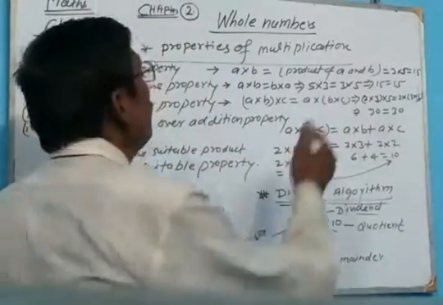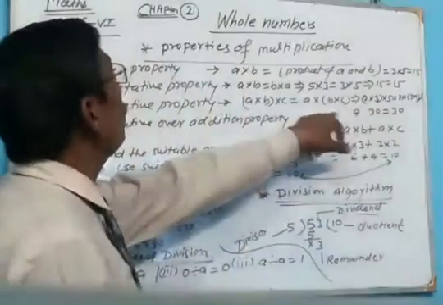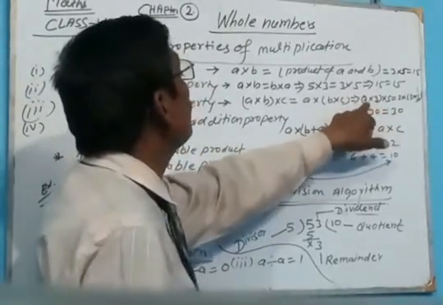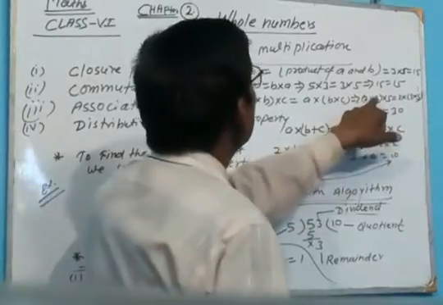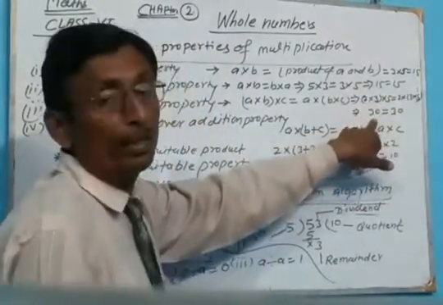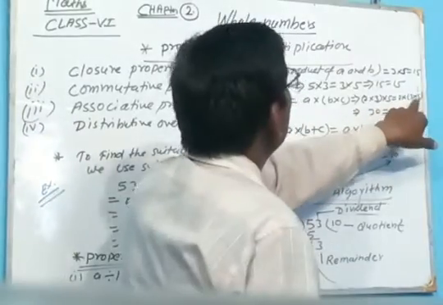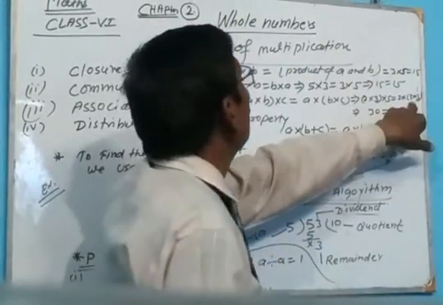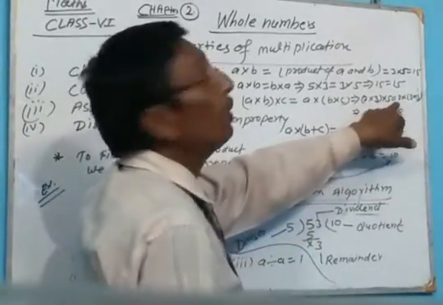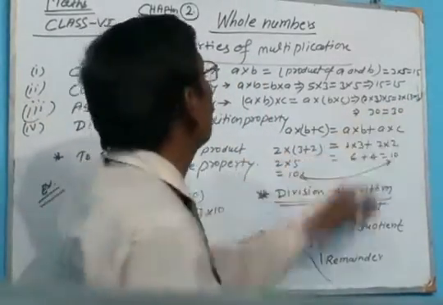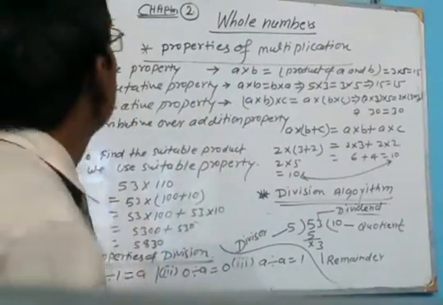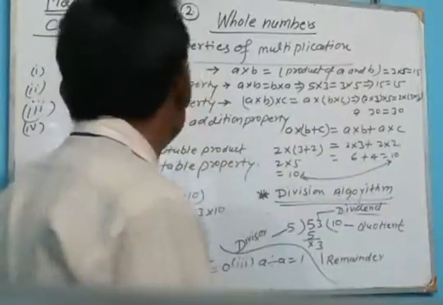As an example, A is equal to 2, B is equal to 3 and C is equal to 5. Then 2 into 3 is equal to 6, and we multiply by 5, we get the result 30. When we multiply 5 into 3, since it is in brackets, 15, and 15 multiplied by 2, we get the result 30. So both results are the same. It is the associative property of multiplication.